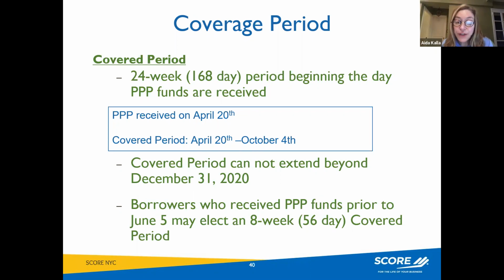If you're a borrower that applied early and received the funds early, then you have the option, if you've received it before the June 5th date that I mentioned, to elect an 8-week period. You are not bound or forced to use the 24, especially if you receive the funds early and you've already spent them. There's no point in waiting, unless there could be some things going on which will definitely, and I'll point them out, be in your favor to wait, okay?